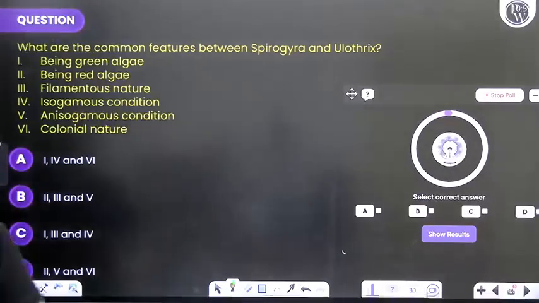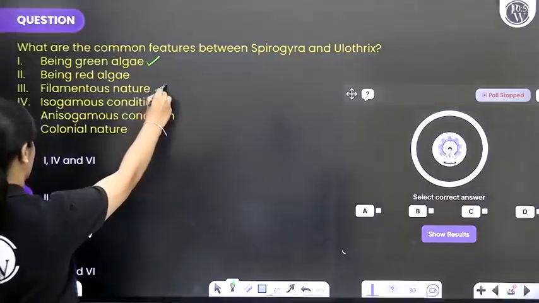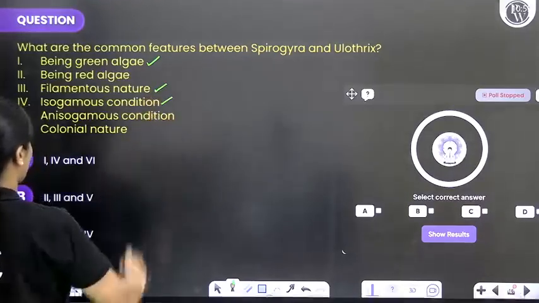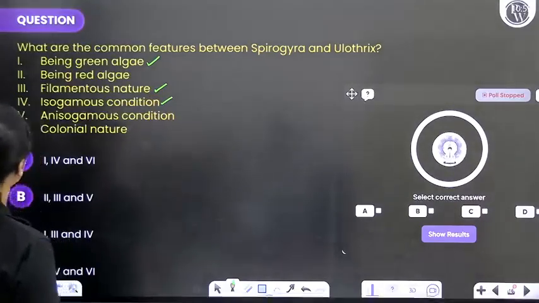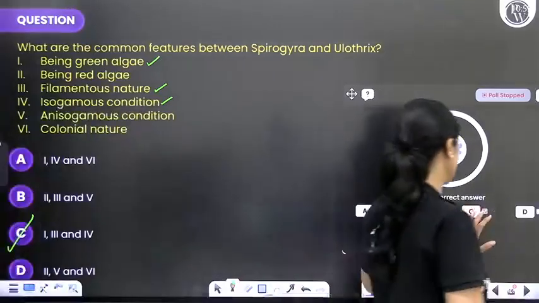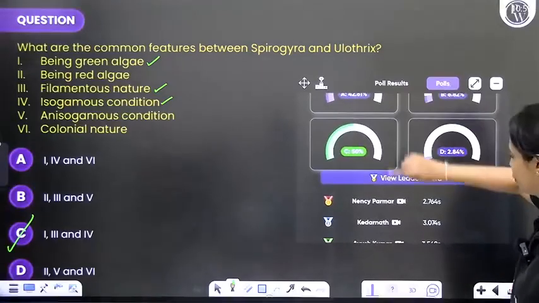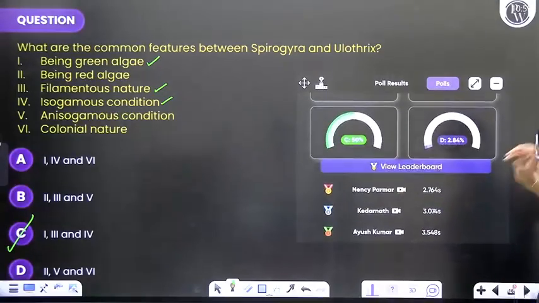Eulothrix and Spirogyra are both green algae. They are filamentous and they show isogamy in sexual reproduction. So 1, 3 and 4. Option C is the correct answer. Many of you are writing A. I don't know why. Wow, 50% exactly. Nancy, Kedarnath, very beautiful name Kedarnath, and Ayush, top 3.